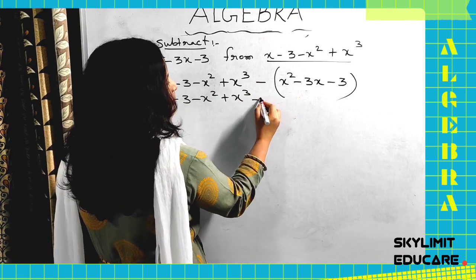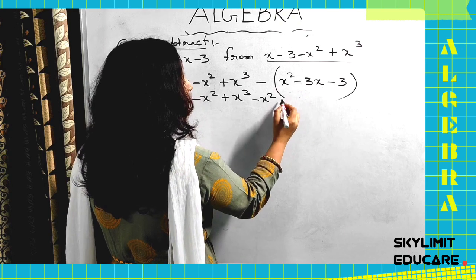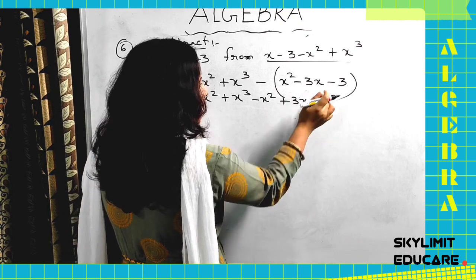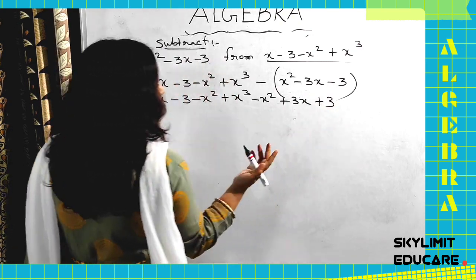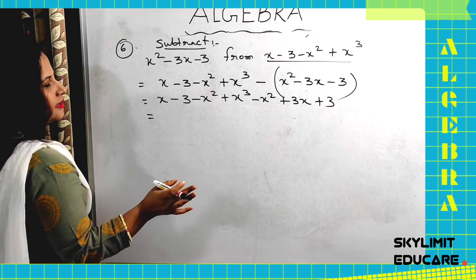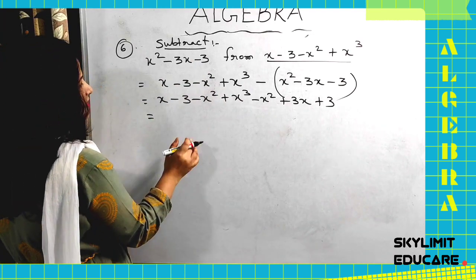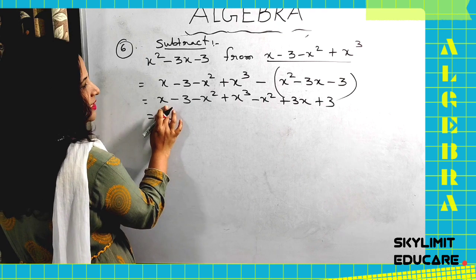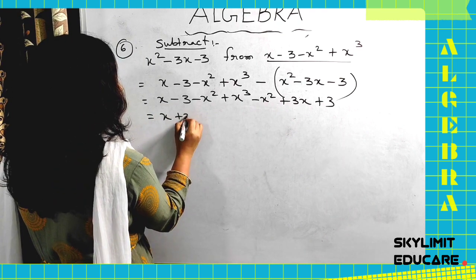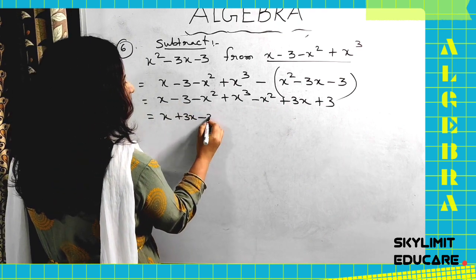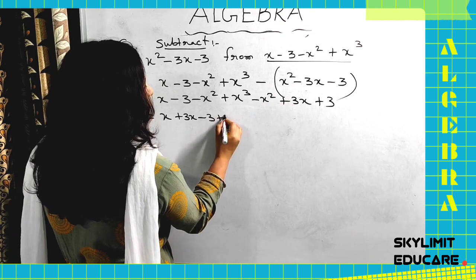X square will become what? Minus x square. Minus 3x will become what? Plus 3x. Minus 3 will become what? Plus 3. Very simple. And as it is, you can now solve it very easily. You can see here x. Okay, first x is there. So x with 3x. Minus 3 with plus 3.